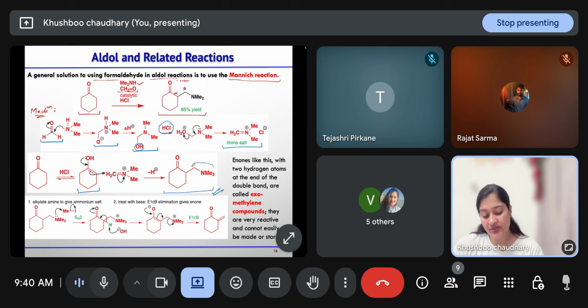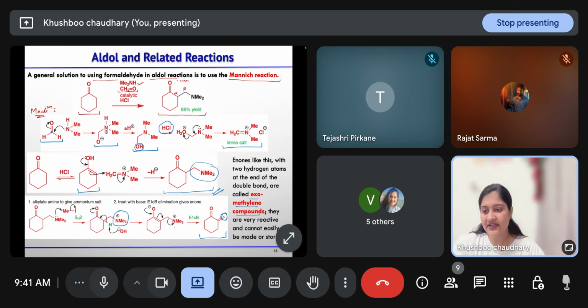Now if we want to remove this amine from here, what we can do is treat it with methyl iodide. So this ammonium salt will form, and after formation, base is there in the system, so it will take the alpha protons, and through an E1cB mechanism you will get this alpha beta unsaturated ketone. Now here this alkene was present outside the ring, so we will call them exomethylene compounds, where your double bond was present outside the ring.